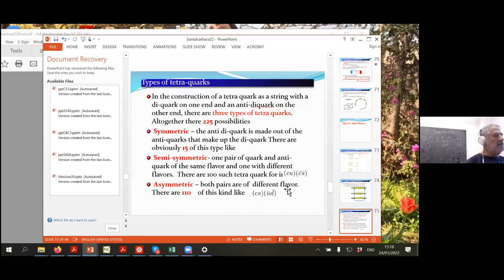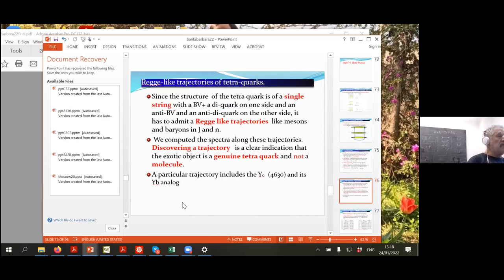And you can count that there are 225 possibilities of such tetraquarks. Some of them are symmetric, some of them are semi-symmetric, and some totally asymmetric. And the main point that I want to make is that since they are based on a string, then there must be radial trajectories of these tetraquarks. And once such a trajectory is discovered, so not only the ground state, but also excited states, that will be a clear indication that it's a genuine tetraquark and not a molecule.